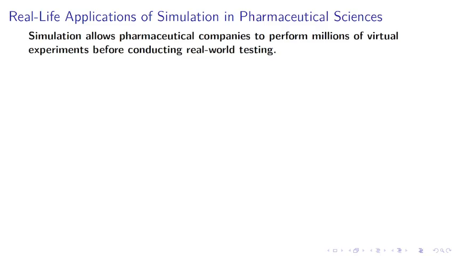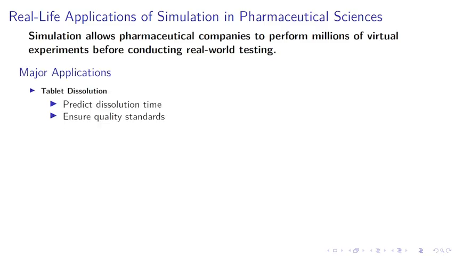Real life applications of simulation in pharmaceutical sciences are: it allows pharmaceutical companies to perform millions of virtual experiments. These are not real experiments, these are virtual experiments using random numbers and probability techniques. Before real world testing, the pharmaceutical companies perform virtual experiments.